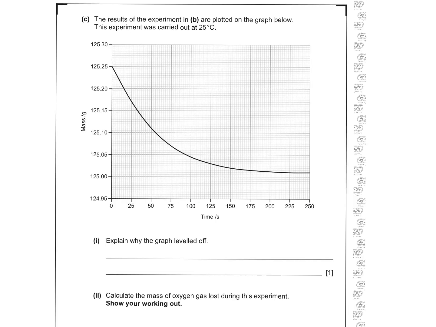Okay, then part C, we've got results of the experiment. And part 1 is asking us to explain why the graph leveled off. Well, remember, the hydrogen peroxide decomposes into oxygen and water. The oxygen is a gas. And the reason it levels off is because the reaction is complete, or there's no more gas given off.